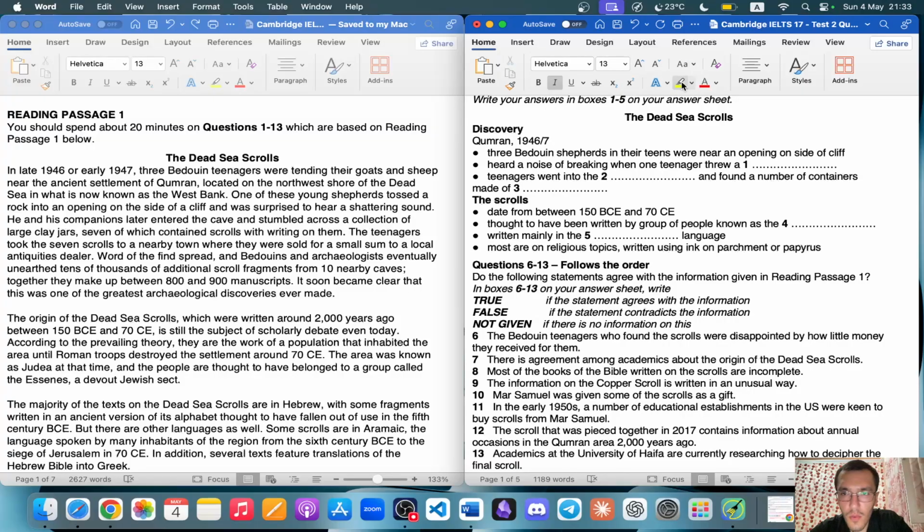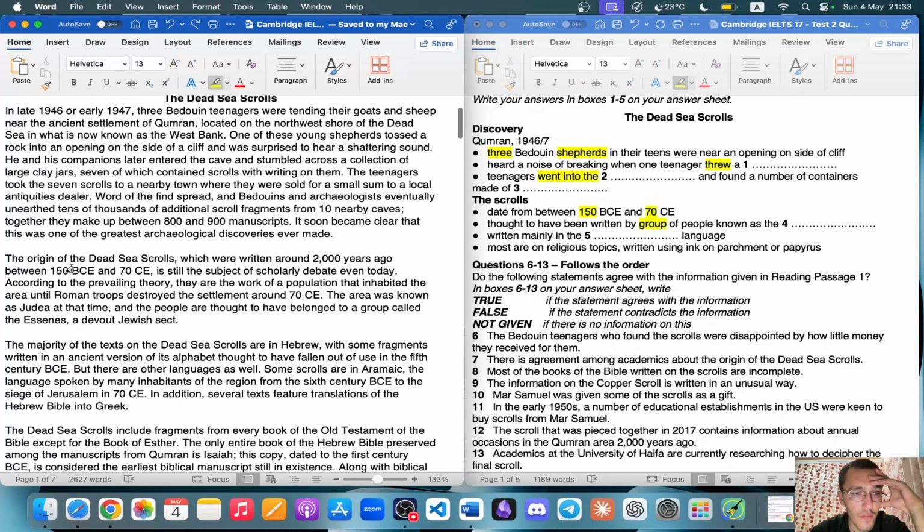So now, what we're going to do here is the three Bedouin shepherds. The teens were near an opening on the side of a cliff. They heard a noise of breaking when one teenager threw something. The teenagers went into the building and found a number of containers made of something. We need an adjective here, or maybe a noun. They date from between 150 BCE and 70 CE. So let's go.